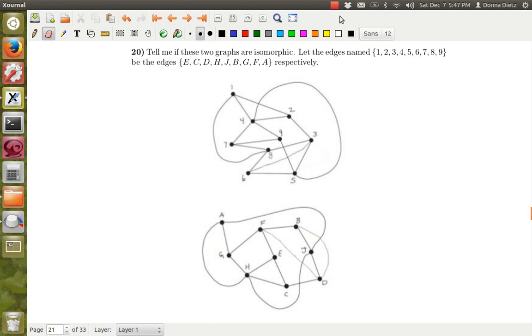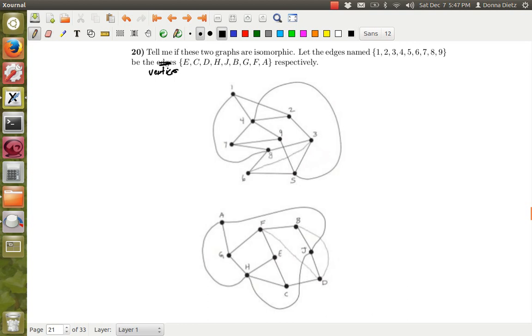So this is where we try to tell if two graphs are isomorphic. In general, you do the problem without being told which edges go to which. I meant to say vertices, whoops. Okay, so what you do, since they've been paired for you, you have lots of options.